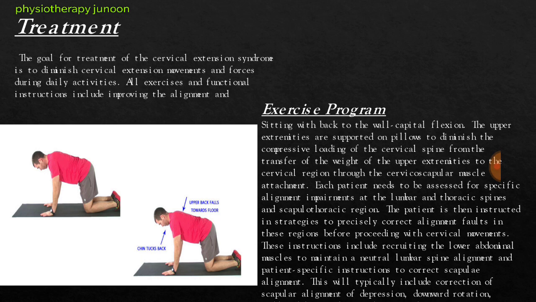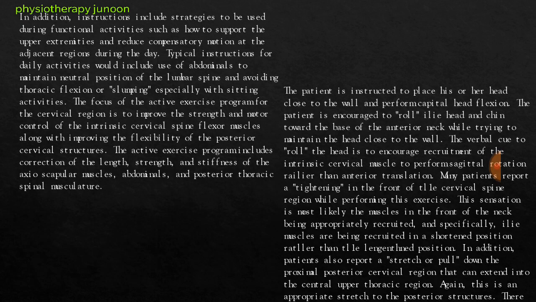The next part: the patient is instructed to place his or her head close to the wall and perform capital head flexion. The patient is encouraged to roll the head and chin towards the base of the anterior neck while trying to maintain the head close to the wall. So the patient has to do two tasks. One, keep the head close to the wall, and do the anterior movement of the neck.